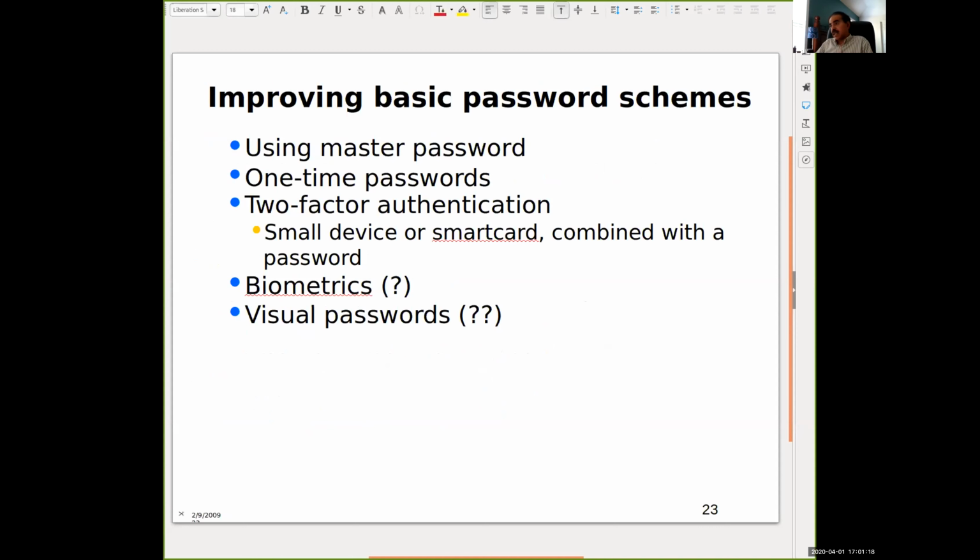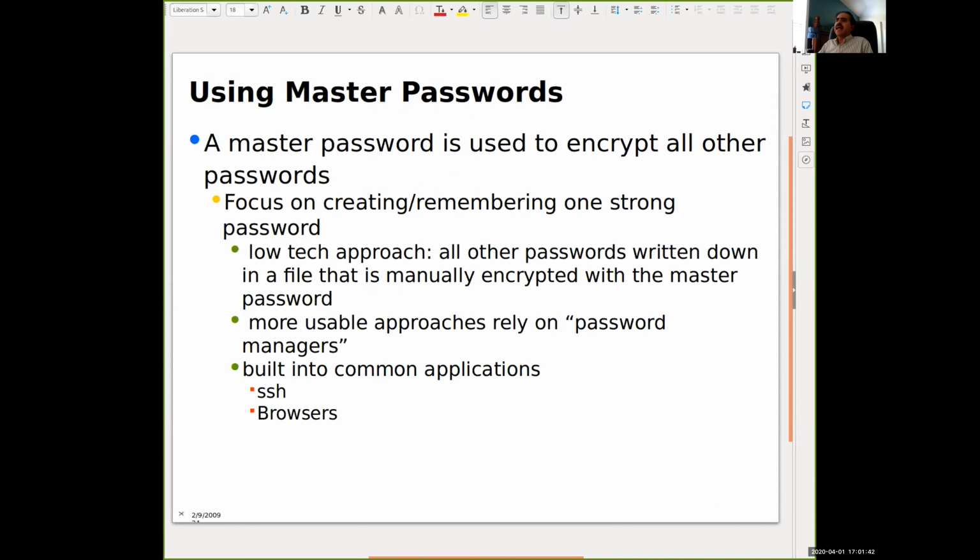So the basic password scheme is one which requires you to remember hundreds of passwords for different sites. One way to address that is to use a password manager, which is itself protected using a master password. Okay, so this is the most viable and practical technique that is available to you today, right?